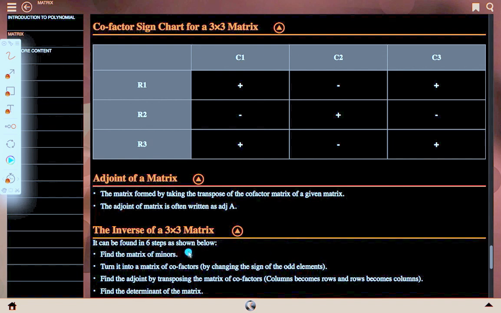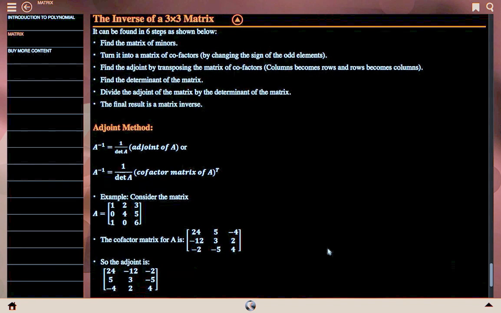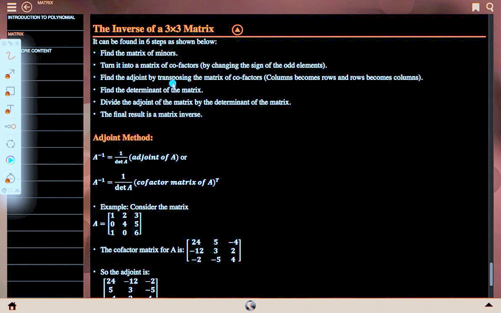The inverse of a 3x3 matrix can be found in 6 steps as shown below. Find the matrix of minors. Turn it into a matrix of cofactors by changing the sign of the odd elements. Find the adjoint by transposing the matrix of cofactors: columns become rows and rows become columns. Find the determinant of the matrix. Divide the adjoint of the matrix by the determinant of the matrix. The final result is the matrix inverse.